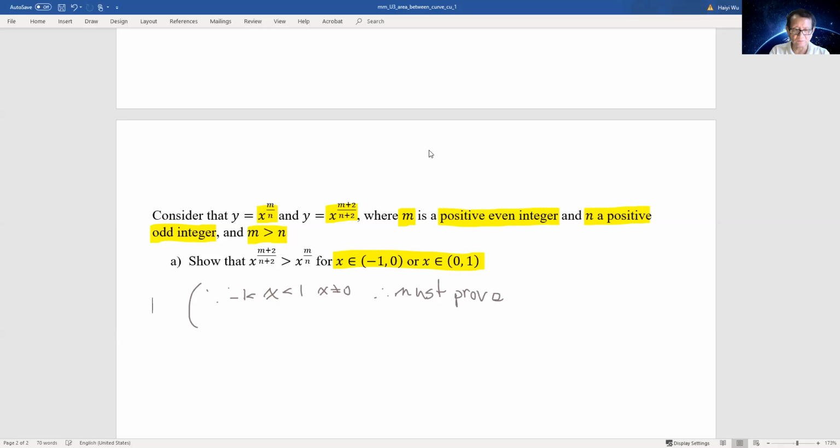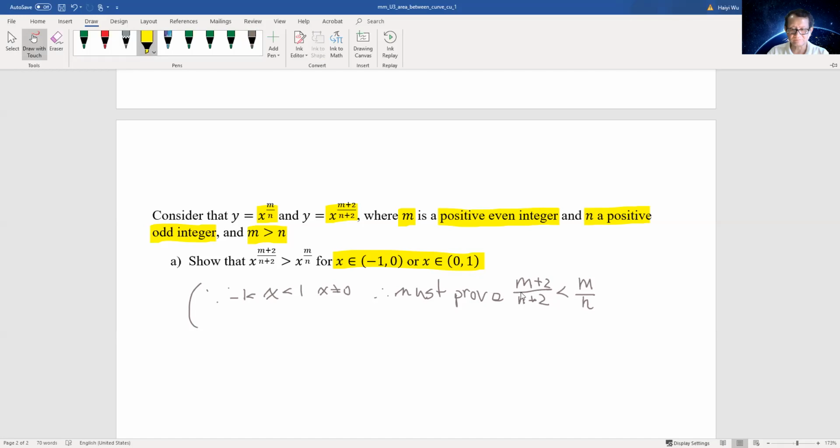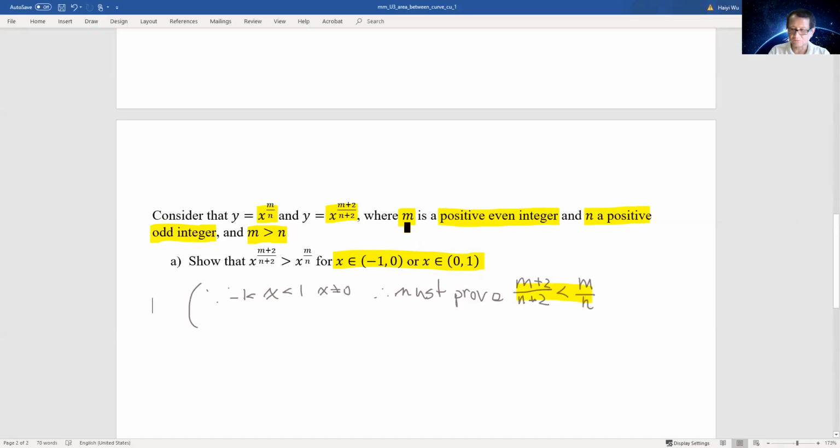that m plus 2 divided by n plus 2 is less than m divided by n. So we need the index numbers the other way around, because x is between -1 and +1. So therefore we need to prove this. Our ultimate goal is to prove this. To achieve that, let's have a look at how we go.